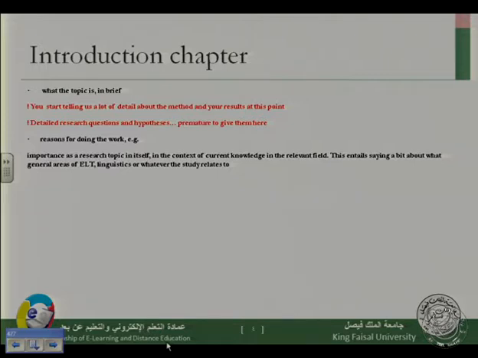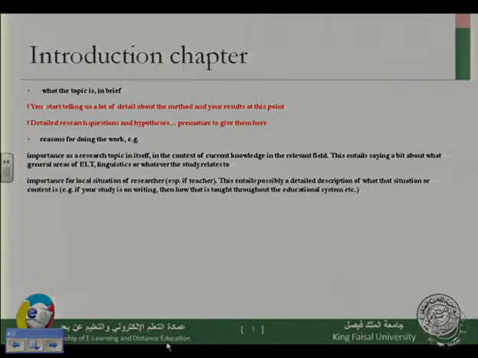Yes, at this point, you tell us, for example, this language acquisition research is related to language acquisition and psycholinguistics, or it relates to X hypothesis or theory. You tell us about the importance, as I said, for your local situation of research. If you are a teacher, this entails possibly a detailed description of what the situation or context is. So let's say that you want to do the language acquisition research in your school. It is a good idea that you tell us about your school. You describe your school, the teaching methods in your school, the system in your school, so the reader can follow you when he reads your research.